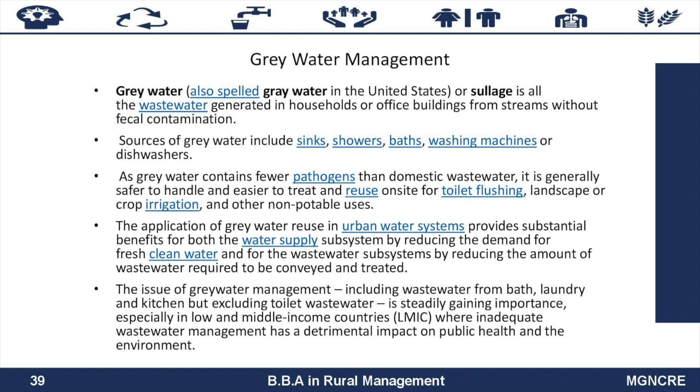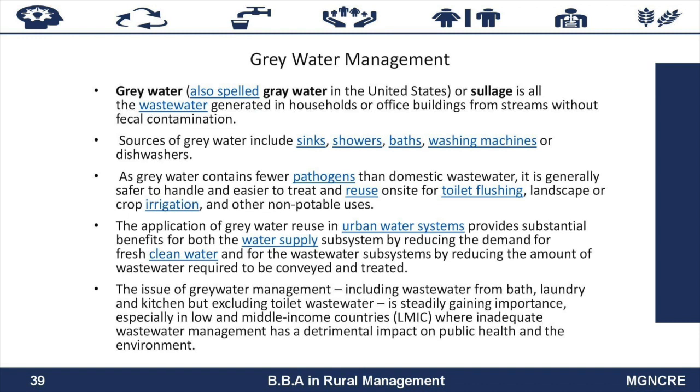As grey water contains fewer pathogens than domestic wastewater, it is generally safer to handle and easier to treat and reuse on-site for toilet flushing, landscape or crop irrigation and other non-potable uses.